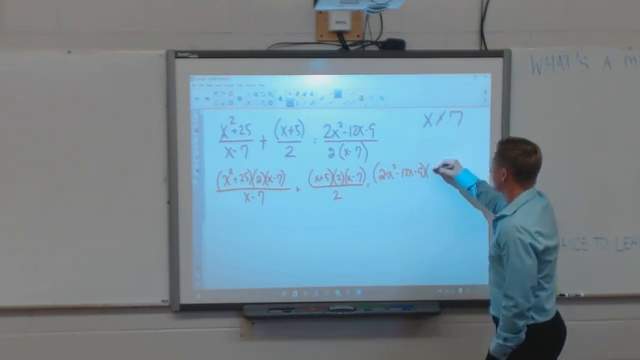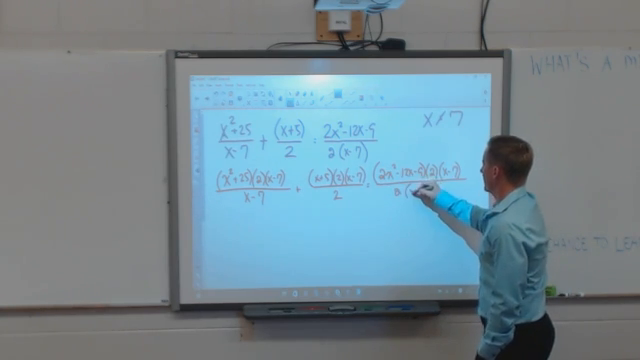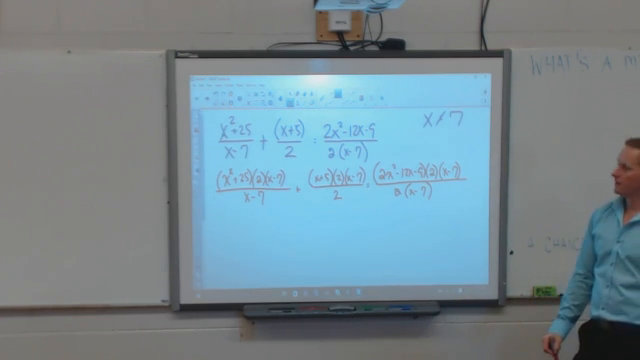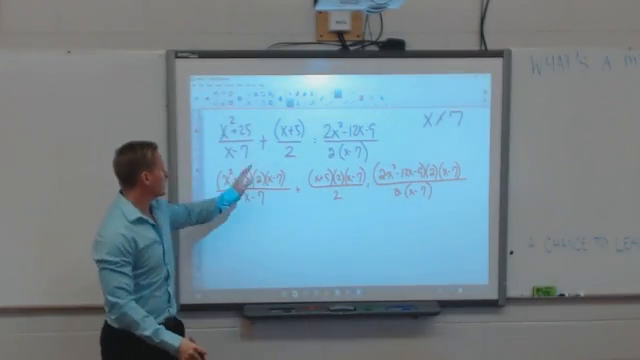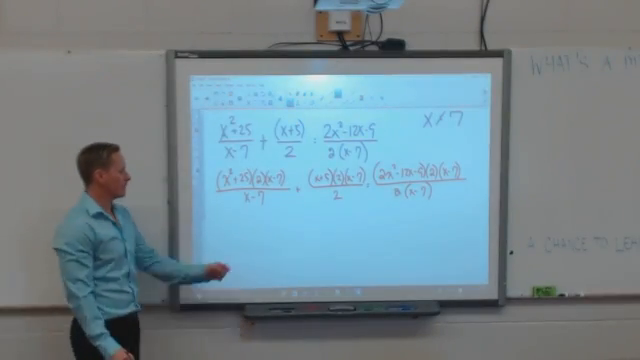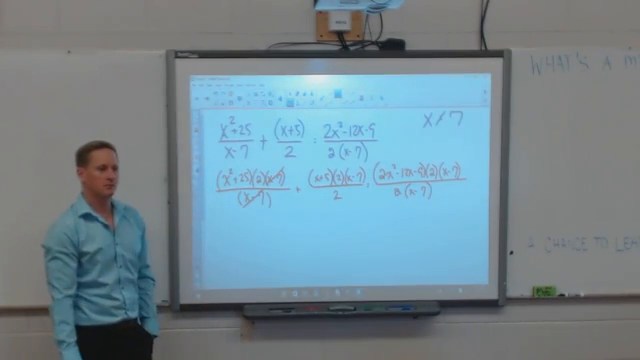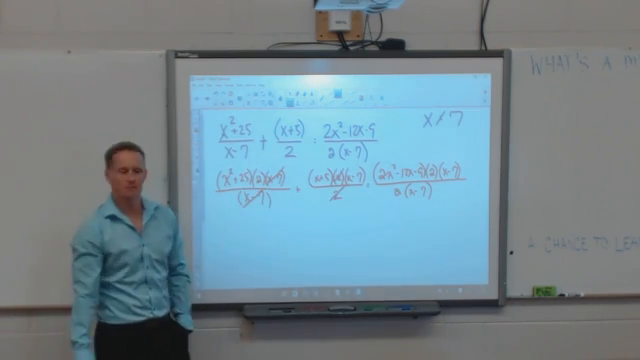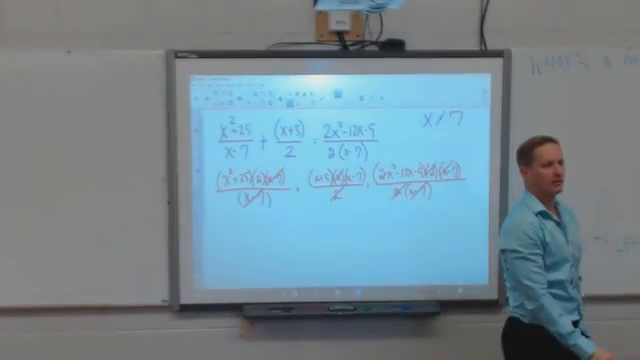But I'm going to multiply it also by 2 times x minus 7 over 2 times x minus 7. So now here's the difference between yesterday and today. What I've done is I've taken my common denominator here and multiplied each individual expression by it. So what happens when I multiply it? Well, I have this and this, that cancels. That cancels. And that cancels. So now I've gotten rid of my denominator.